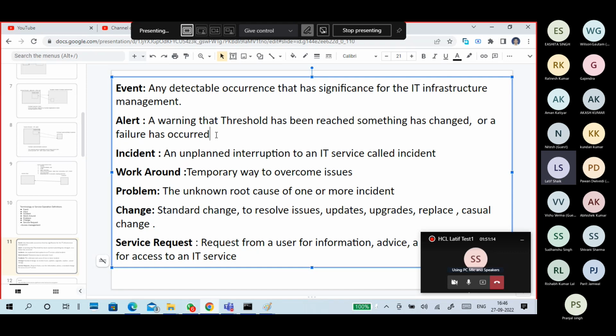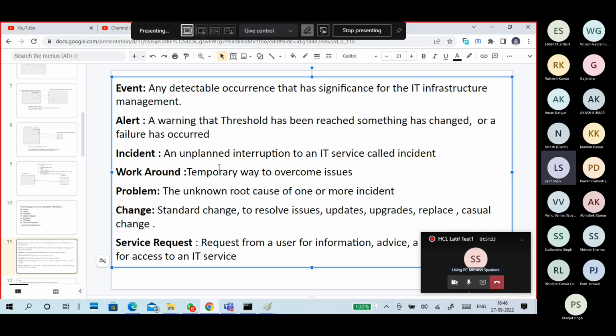Like a server is down, we'll go and fix it, right? An event occurs, okay, it is an event. No, no, no. An event occurs, but we take it as an incident. So from events only, or maybe by user complaint, we mark them as an incident.